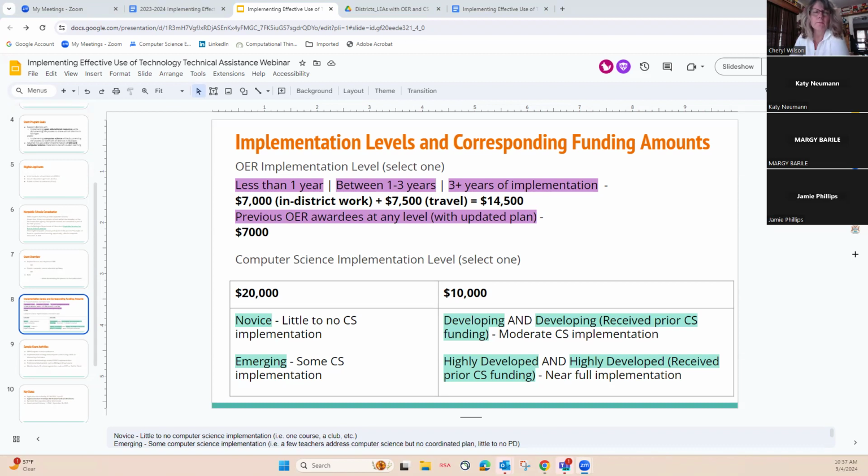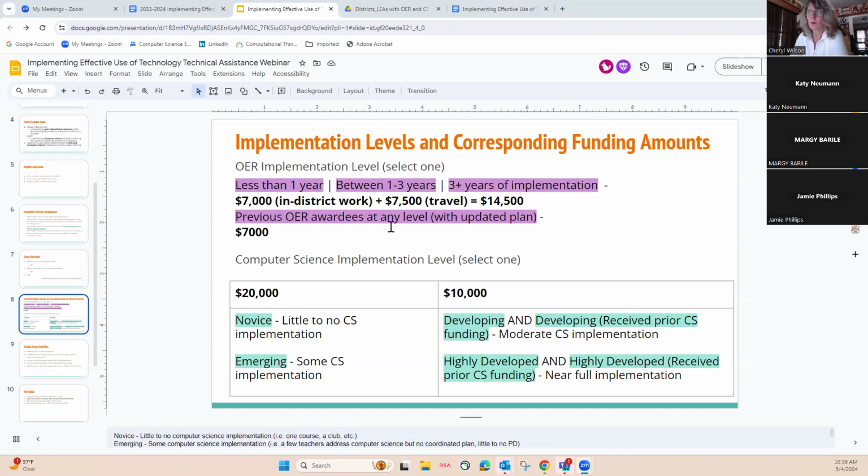Okay, sorry about that. So districts for whom it's their first time applying for the OER will apply. They can apply for up to $14,500 in funds, and that is $7,000 for in-district work, which would probably be more like some meetings, possibly summer stipends, supporting that, kind of building the process of implementing OER. And then $7,500 for travel to go see OER happenings in another district. And that's strongly encouraged. It should be enough funds to send a team out of state even. And I think a lot of districts learn a lot by doing that.